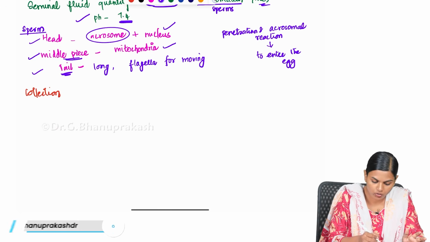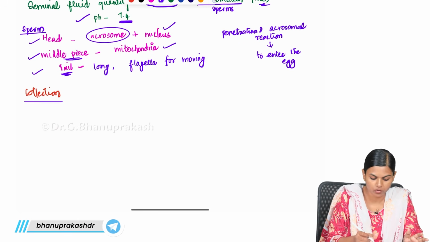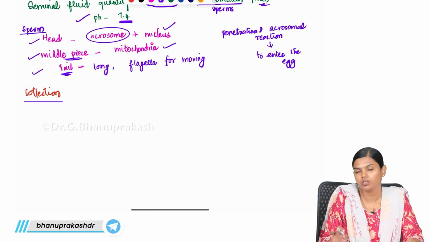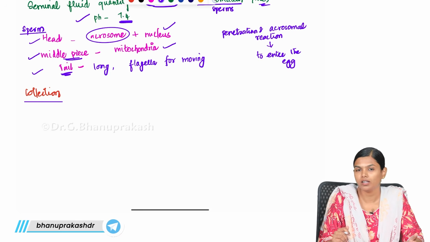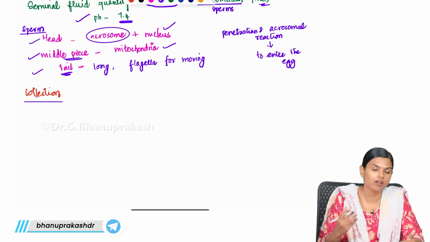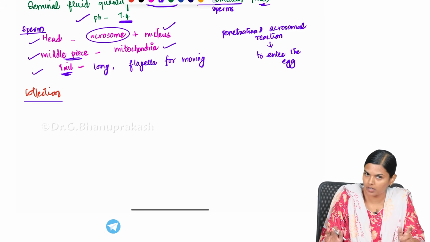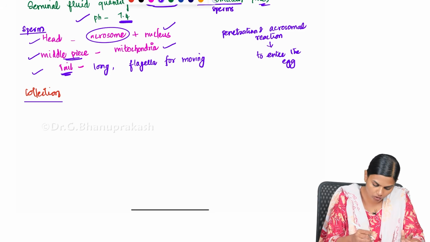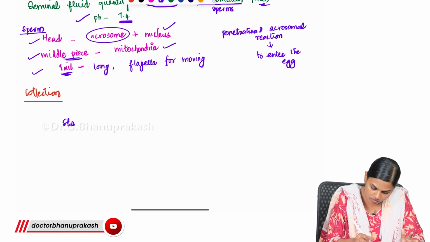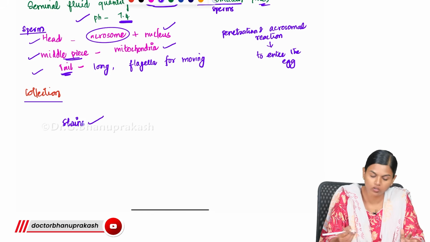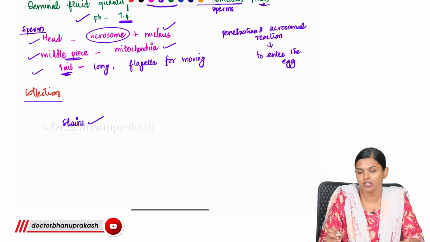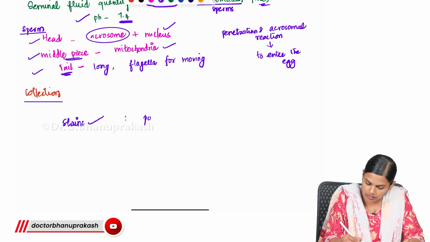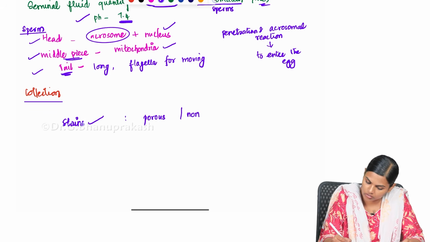And how do we usually collect the seminal stain? If it is a paternity dispute, you can directly collect the seminal fluid after ejaculation. But if it is a criminal case, this is where we actually come in. What happens is that you will be getting stains, and this is what you mostly get. The stain can be on a porous or non-porous structure.